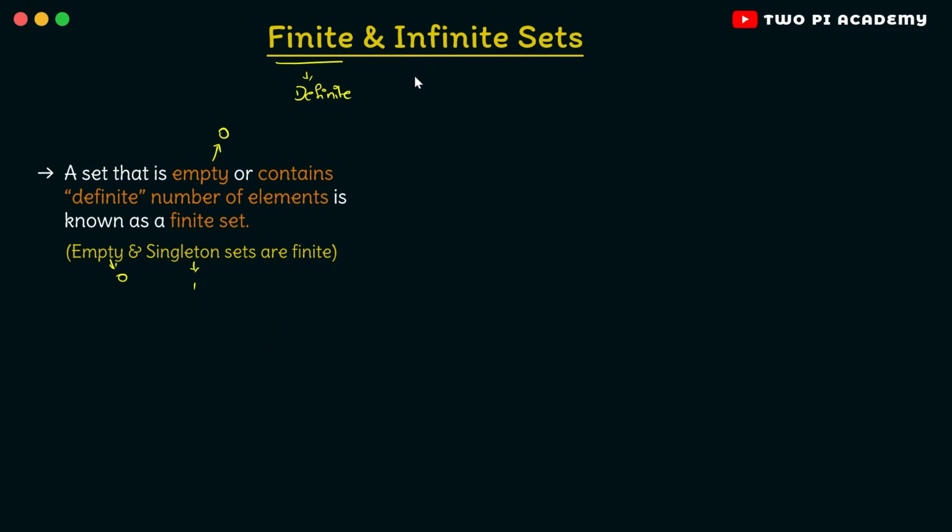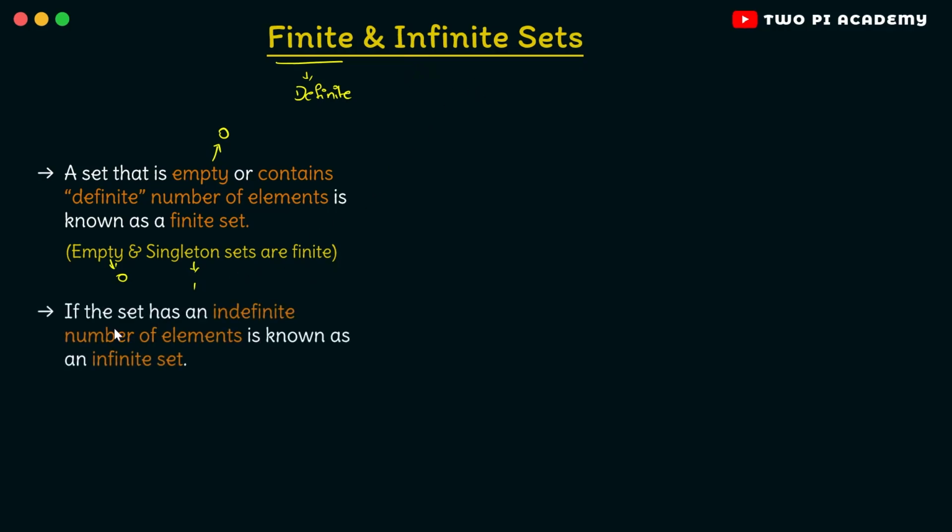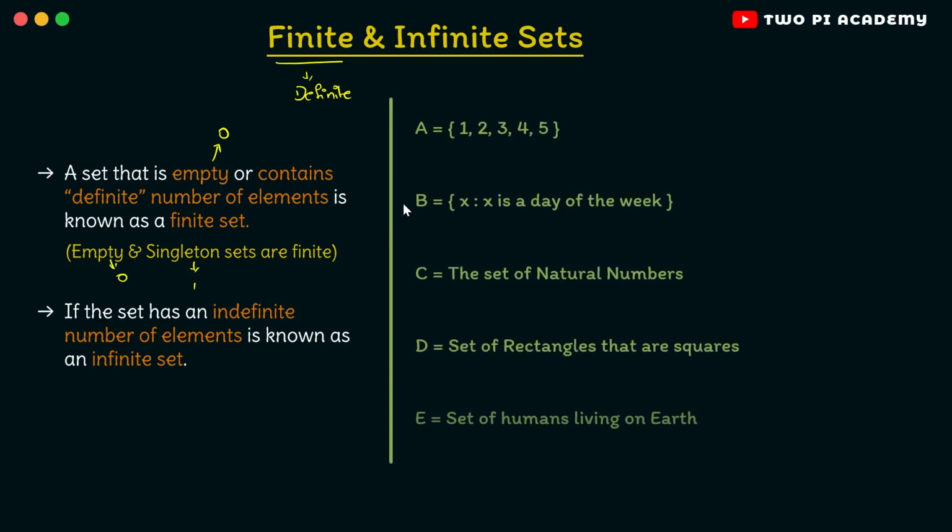But what about the infinite sets? If a set has an indefinite number of elements, then it is known as an infinite set, right? So if it is a definite number of elements, then it is a finite set, and if it is an indefinite number of elements, it is an infinite set. That is, you can't tell exactly how many elements are in the set. It is not fixed. So let's see some examples for these.